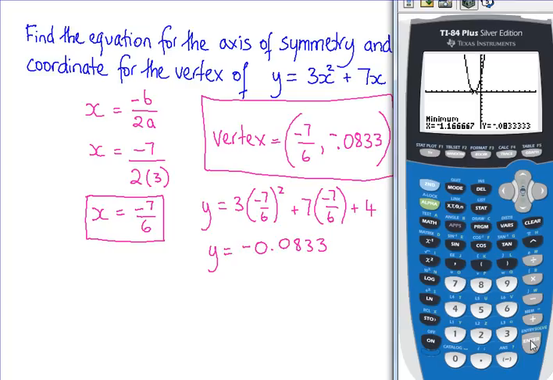X equals negative 1.17 to 3 decimal places. Y is negative 0.0833. And of course, the x value here is my equation for my axis of symmetry. So the calculator tells me both at the same time.